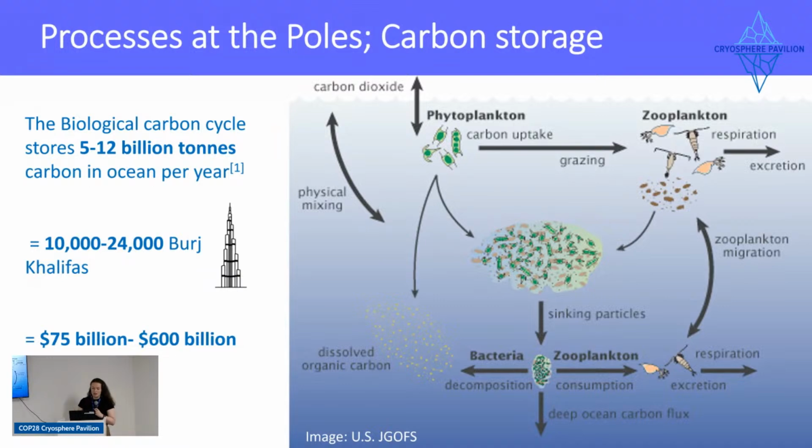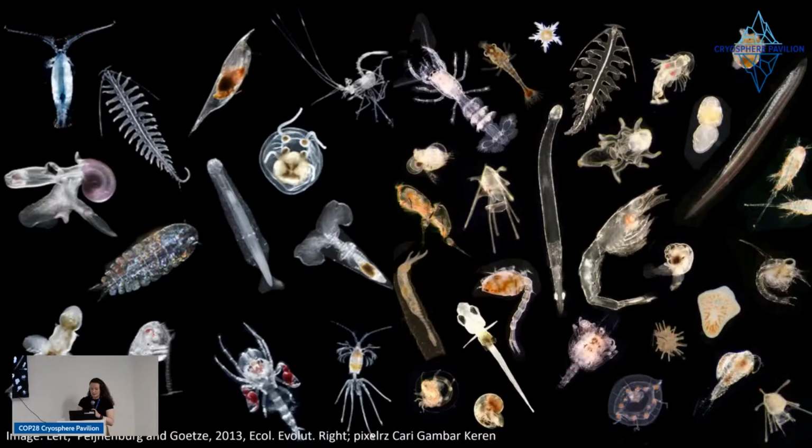So we call this the biological carbon cycle. And the biological carbon cycle stores between 5 and 12 billion tons per year. So just to put that in perspective, that's the same as the weight of 10,000 to 24,000 Burj Khalifas. And if we were to try and pay any money to store a similar amount of carbon, that would be between 75 and 600 billion to store. So it's a really important process that we rely on globally to keep our atmospheric CO2 levels lower.